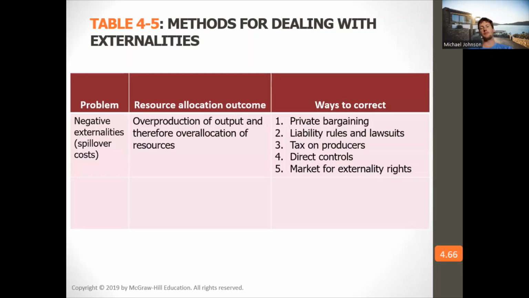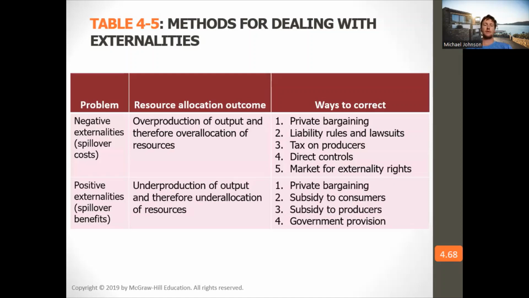Negative externalities can be corrected through private bargaining, liability rules and lawsuits, tax on producers, direct controls, and market for externality rates. Positive externalities are underproduction of output and therefore underallocation of resources. They can be corrected through private bargaining, subsidy to consumers, subsidy to producers, and government provision.